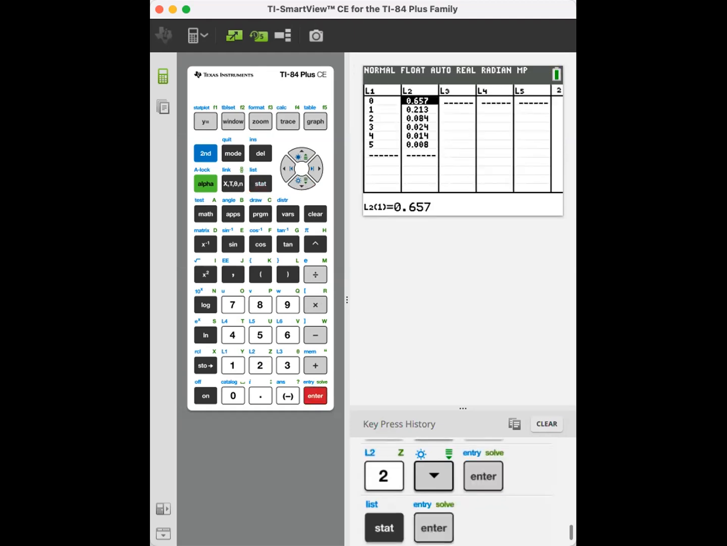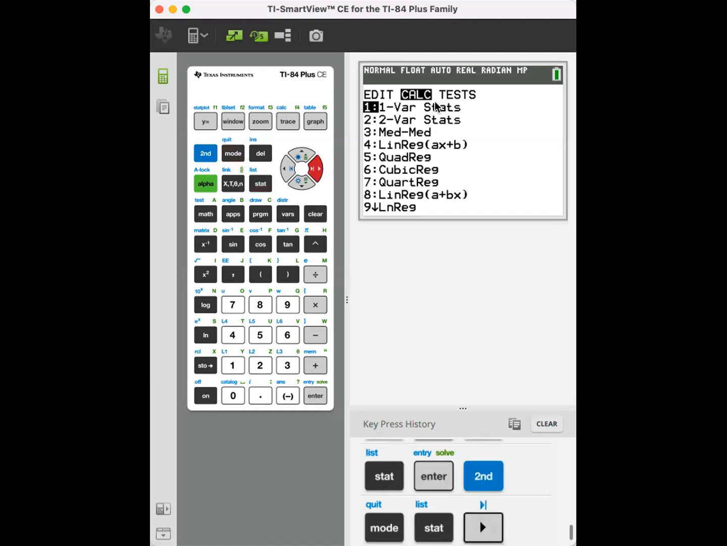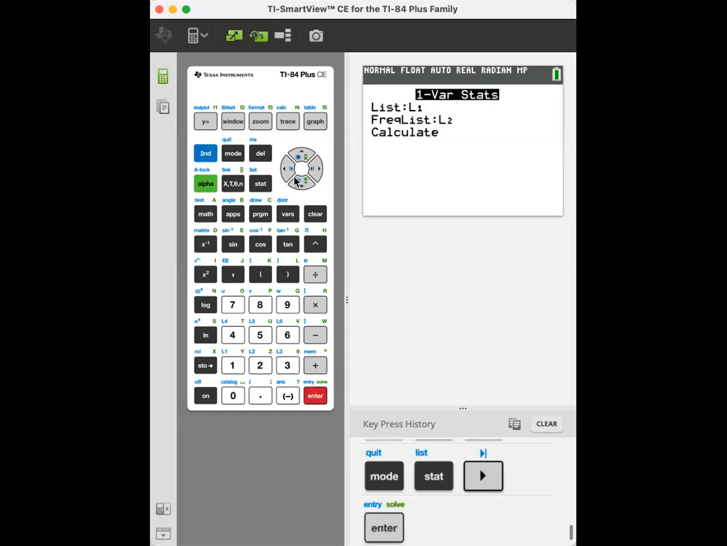Okay, so let's go backward. In Stat Edit, the first thing you did was enter your data. Once you entered your data, what's the next thing you did? You went to Stat Calc, and you selected 1-Var Stats. Once you did that, press enter. Make sure that your list is L1 and your FreqList is L2. All right, remember how you select your list.